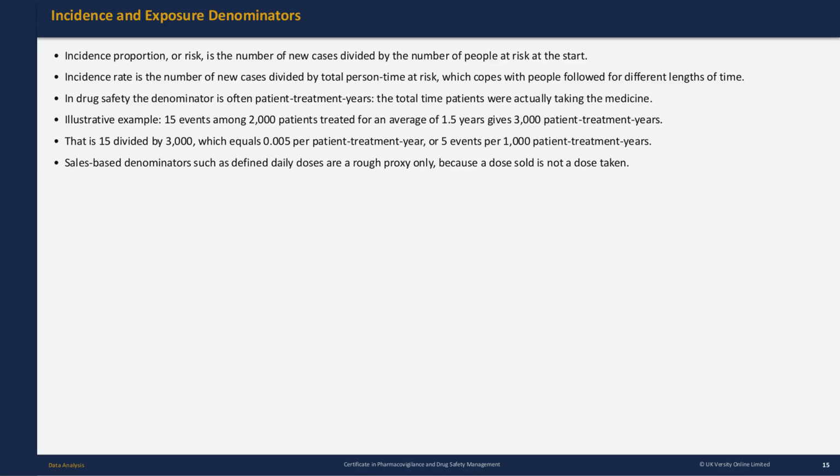Incidence and exposure denominators. Incidence proportion, or risk, is the number of new cases divided by the number of people at risk at the start. Incidence rate is the number of new cases divided by total person time at risk, which copes with people followed for different lengths of time. In drug safety, the denominator is often patient treatment years, the total time patients were actually taking the medicine. Illustrative example: 15 events among 2,000 patients treated for an average of 1.5 years gives 3,000 patient treatment years.